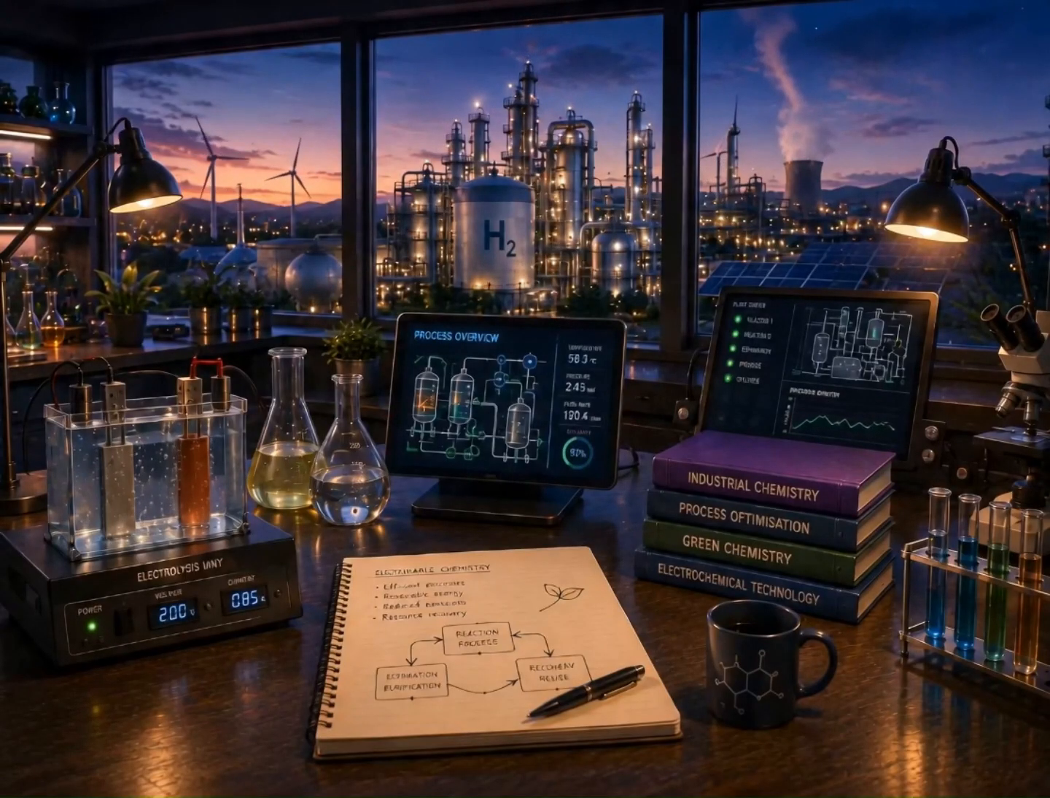This is the difference between simply doing a calculation and doing chemistry. Chemistry uses data. Chemistry questions the data. Chemistry explains what the data can and cannot show. Now let's think about accuracy, precision, reliability, and validity.